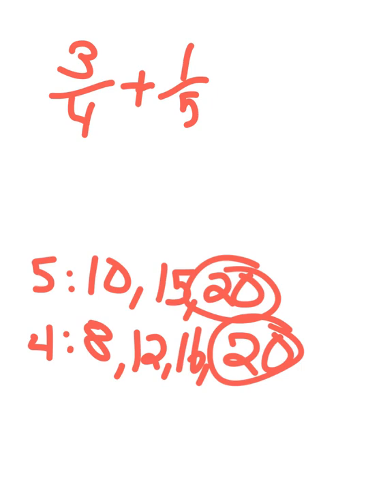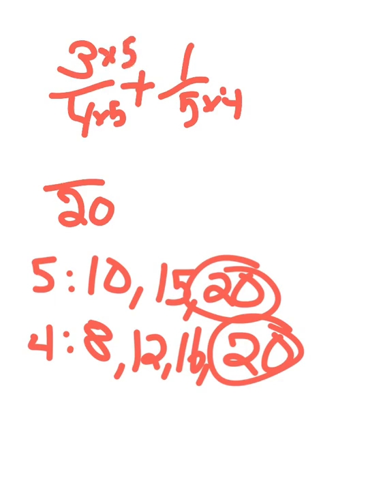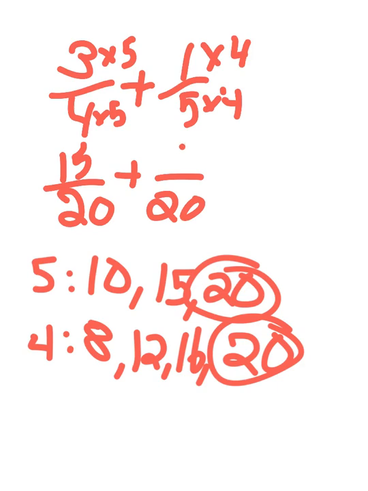So we're going to get to 20. So 4 gets to 20 by multiplying it by 5, and 5 gets to 20 by multiplying it by 4. So if 4 times 5 gives you 20, you've got to do the same thing to the numerator as you do the denominator. 3 times 5 is 15. So 15/20 is our new one here. And we're adding that to 5 times 4 is 20. And then we have to multiply the numerator by 4 as well, giving us a 4. So now we have 15 over 20 plus 4 over 20.